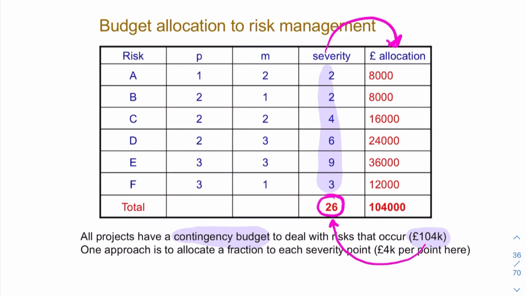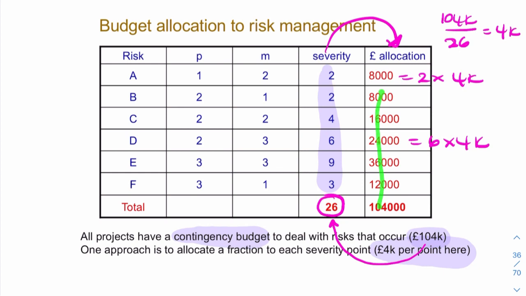So 104K divided by 26 equals 4K. So that's 4K per point. So for every point, for every severity point, we allocate £4,000. So for a severity of 2, we allocate 2 times 4K. For a severity of 6, we allocate 6 times 4K. So the total amount of money we know, but we assign this money to each of these categories depending on the severity.